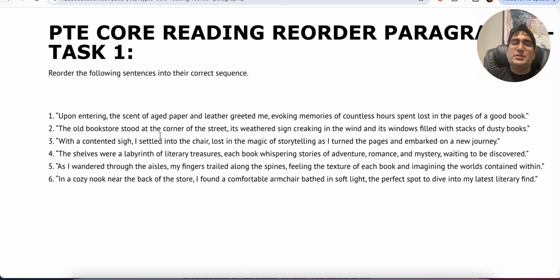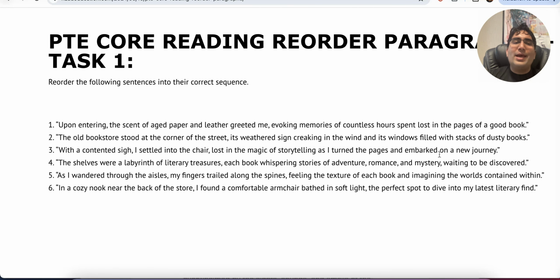The old bookstore stood at the corner of the street, its weathered sign creaking in the wind, and its windows filled with stacks of dusty books. Okay, now sometimes you get an idea from the end. For example, it would say dusty books at the back of the store. And then you would say, okay, and now you can see the back of the store, the second sentence that continues from there. So sometimes this gives you a little bit of hint. In this case, it does not. It's just a plain description of the old bookstore.